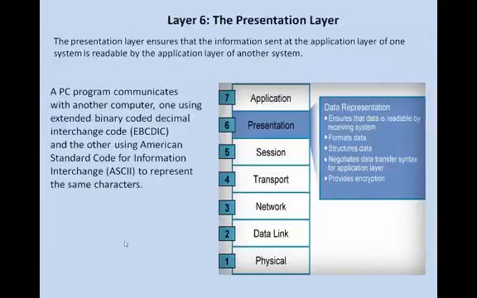Let's move to the presentation layer. So we have the sixth layer, which is the presentation layer, and we will talk about what the function of the presentation layer is. So very simple: data representation ensures that data is readable by the receiving system, formats data, structures data, negotiates data transfer syntax for the application layer, and provides encryption. So these are the basic functions or basic role of this presentation layer during the data transmission over the network, or while data transmission happens between two hosts.